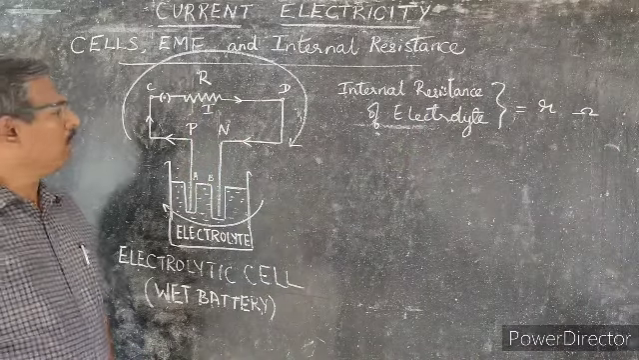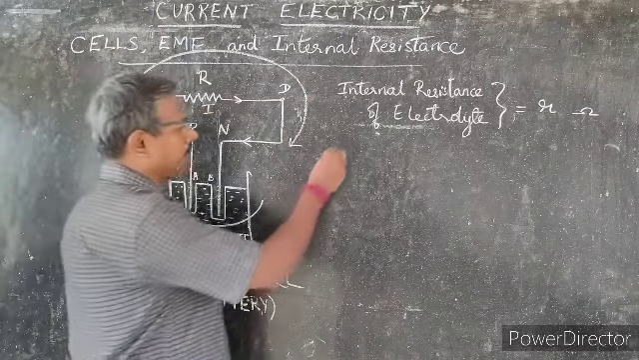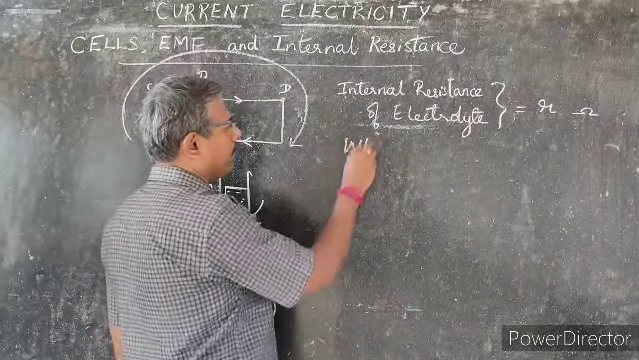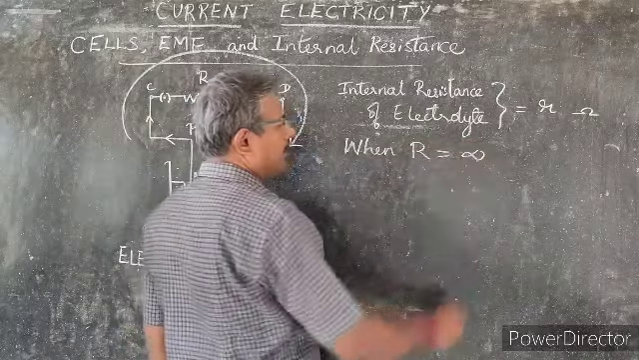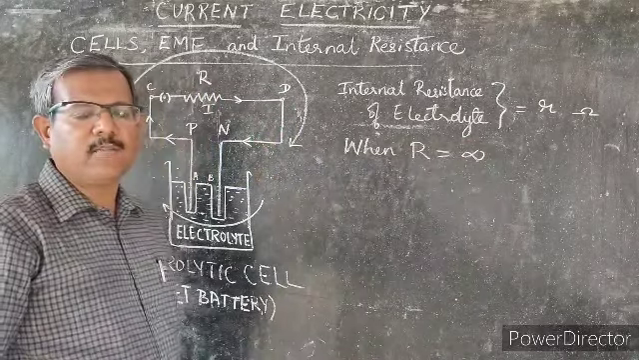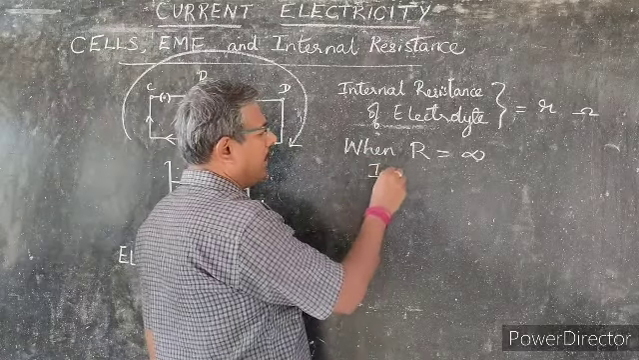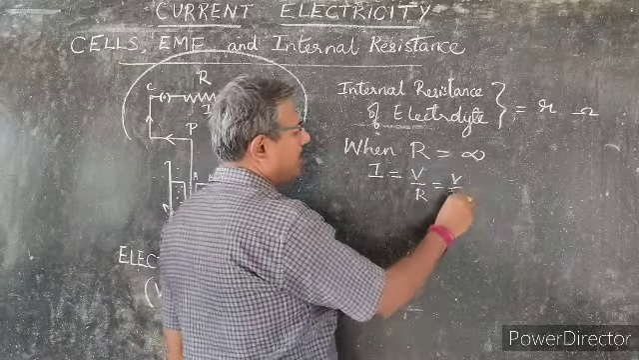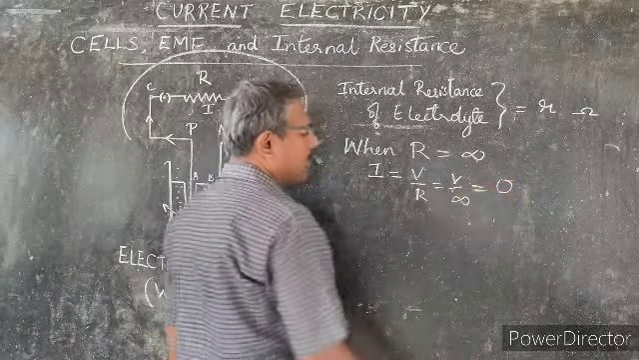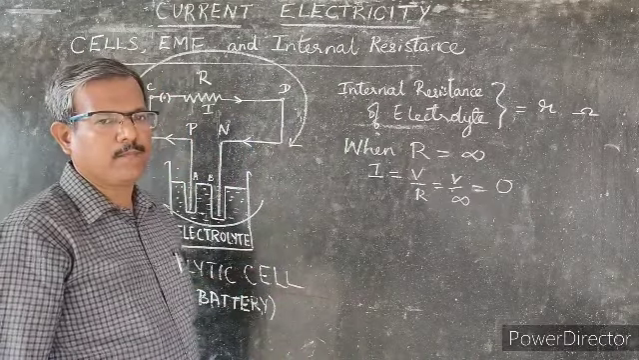Now when the external resistance R is extremely huge, infinite, that means the current flowing I is given by V by R, which is V by infinity, which is equal to 0, which means current is practically 0. The current flowing here is 0.